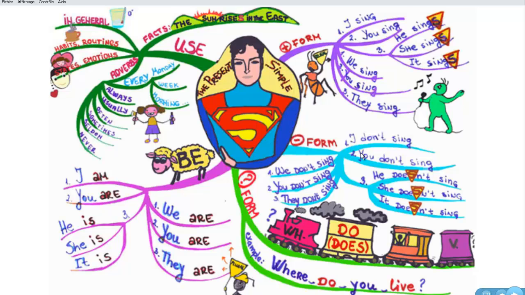Then you have the negative form here. Then another branch is for the question forms. So you have the question word if you need so, auxiliary, subject, verb. And because the verb to be is different, you have a different branch to remind you the use of this verb here.